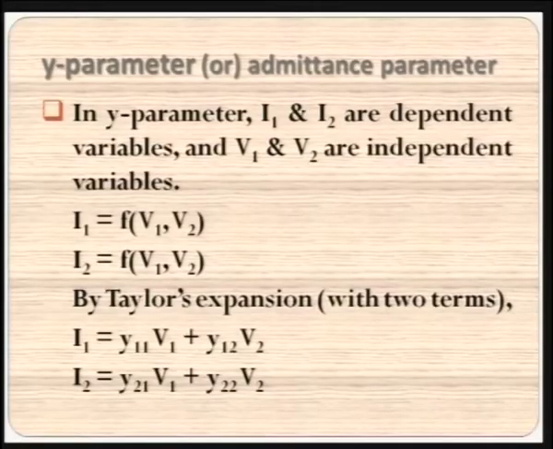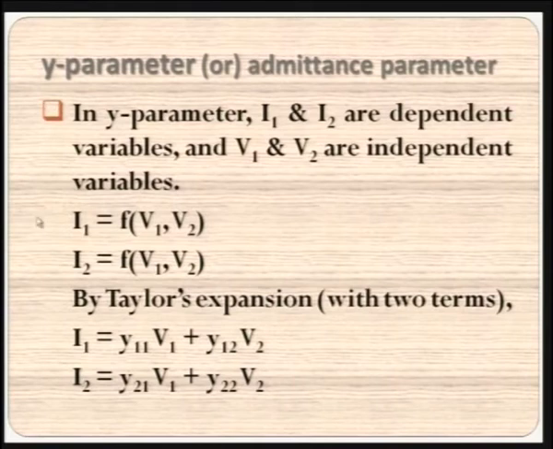Now, we have one more parameter, in which the variables are taken in a different form. That is called the admittance parameter. In that, we will have the I divided by V form. That parameter is called the Y parameter. Let us now see what the Y parameter is. In the Y parameter, the dependent variables are I1 and I2, and V1 and V2 are independent variables.